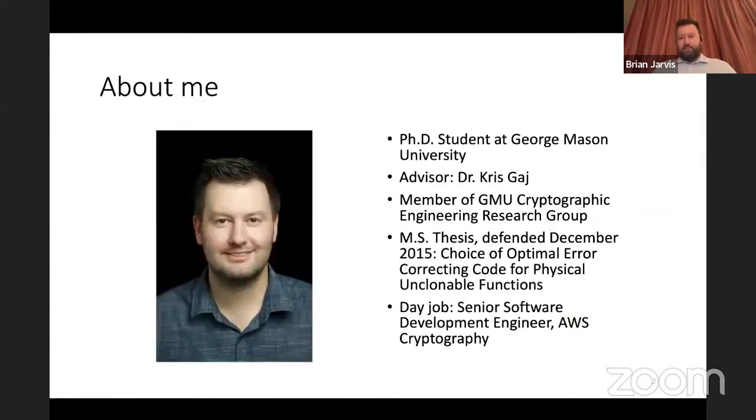Yeah, just a little bit about me first. I'm a student at George Mason University. My advisor is Dr. Chris Guy. We work in the cryptographic engineering research group there. I defended my thesis in 2015, which was on the topic of error correcting codes for physical unclonable functions. I'm also just a part-time student, so my day job is as a software engineer at Amazon Web Services cryptography.